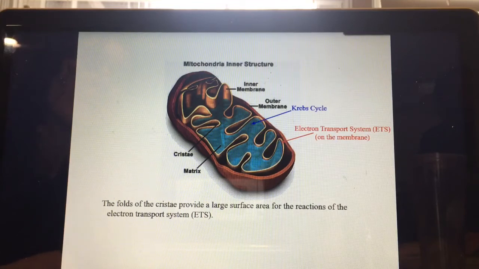Remember that the first phase is glycolysis and it takes place in the cytoplasm, but the second and the third phases that we will be talking about today take place in the mitochondria. And before we get into the processes themselves, I want to orient you to where we are.